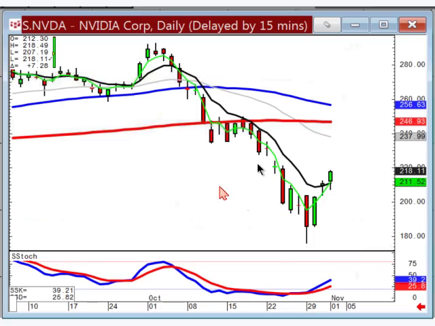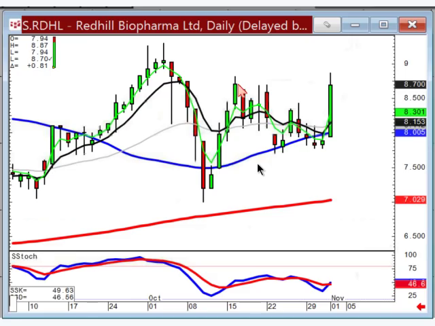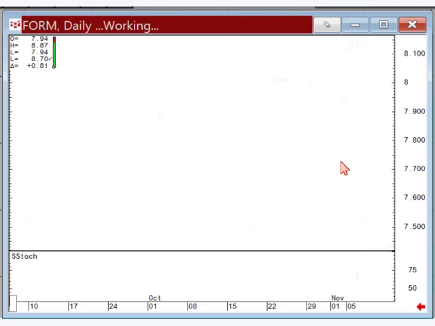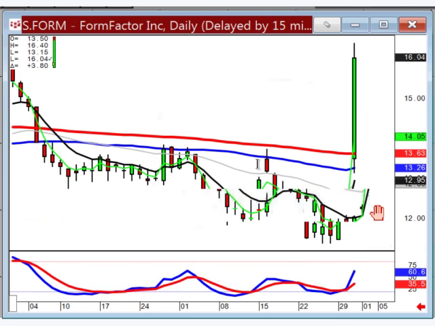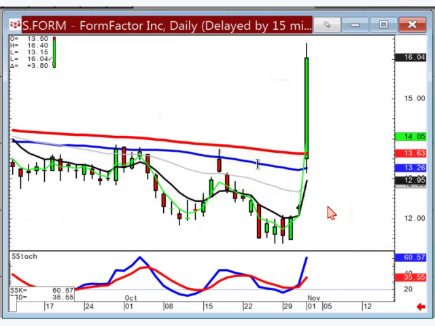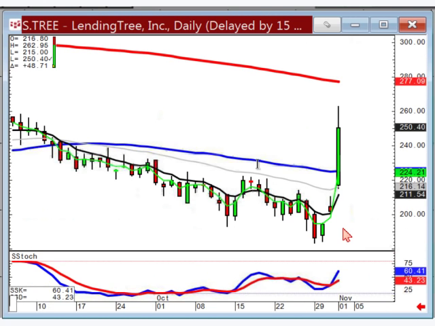Okay, let's see. Which one is this one? RDHL. Kind of a wedge formation. You can see the tops, you can see the bottom, and it broke out. So these are all things that are going on right now. I don't know whether form was one. I don't know why I've got that one on here. Form and tree. Oh, this is the breakout. Oh, these were getting to the breakouts.